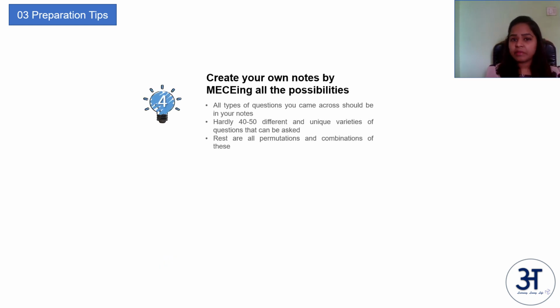Create your own notes by MECing all possibilities. What is MECing? Mutually exclusive, collectively exhaustive. Meaning there are hardly 40 to 50 different and unique varieties of questions that can be asked, right? So you prepare notes for these 40 to 50 unique varieties, and all other varieties will be permutations and combinations of these, right? The key is to find what these 40 to 50 different varieties of questions are, and what are the right solutions and the fastest solutions for them, and make notes and occasionally go through them to see if you can make the method better, or if there is any other shortcut, etc.